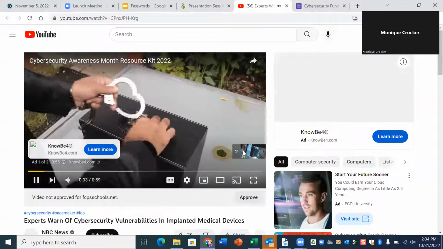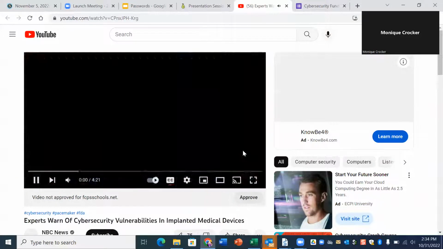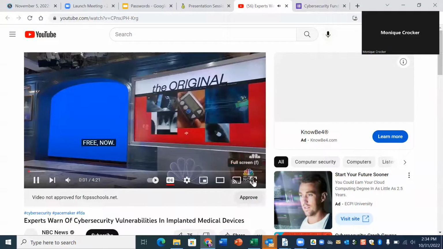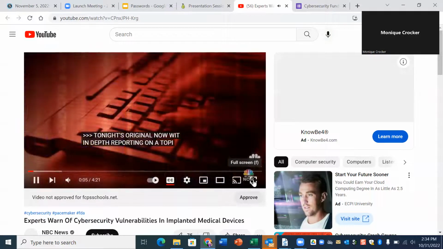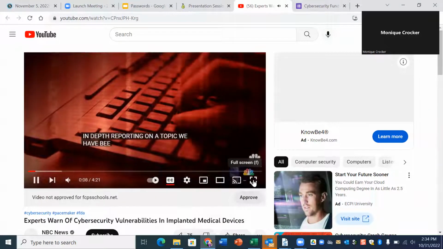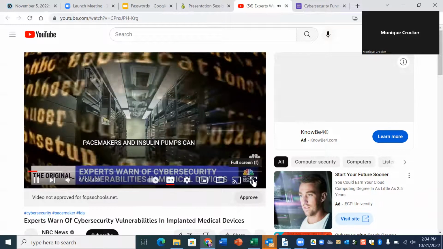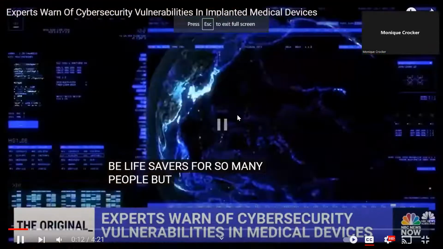So it would be right here. We would go ahead with the video, and they would talk about stuff like pacemakers or insulin pumps, stuff that's implanted into your body. They can be lifesavers for so many people, but they can also be hacked. In theory.